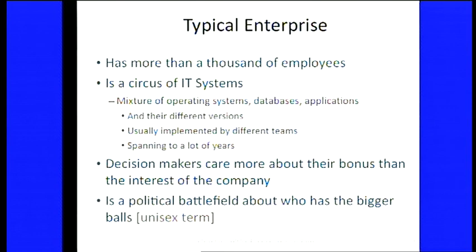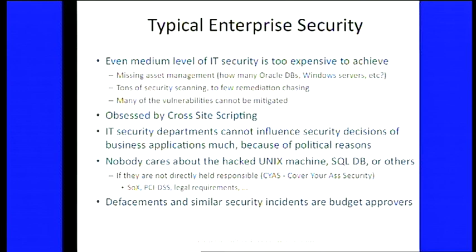In the typical enterprise, the decision makers care more about their bonuses than the interest of the company. This is, I think, very human. And it's a political battlefield about who has the bigger balls, so to say. Sorry, I'm not being sexist here, but it is, yeah, typical enterprise decision making. When we talk about enterprise security, the truth is even achieving what we call the medium level of security is almost impossible in a big company.